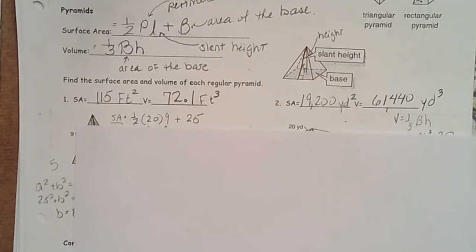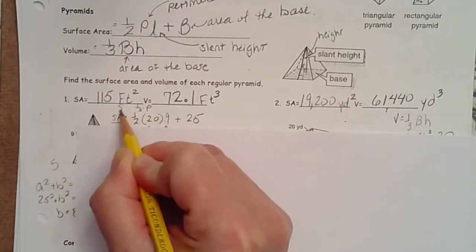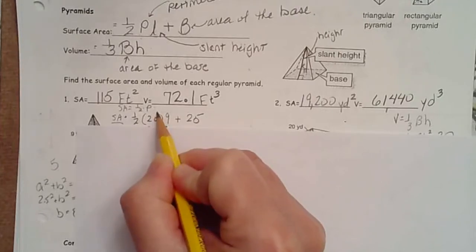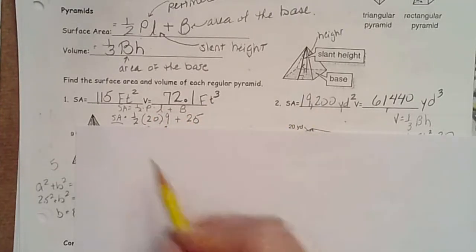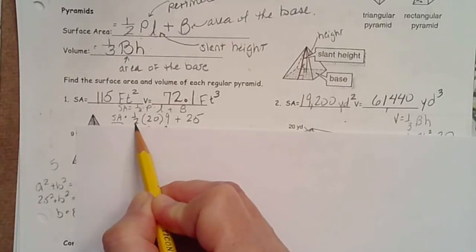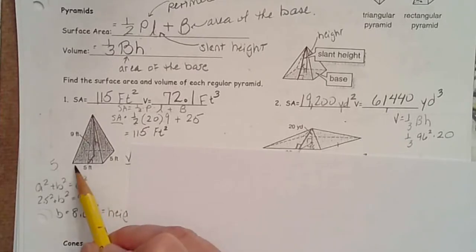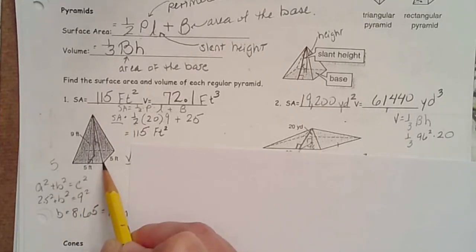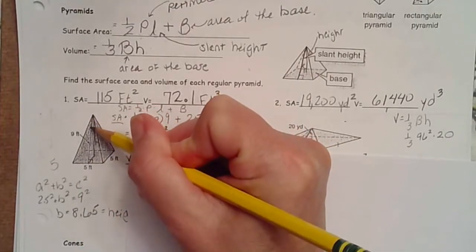So, surface area. Remember, that was 1/2 times the perimeter times your slant height, plus the area of your base, capital B. So 1/2 times your perimeter. Well, here's our example here, and it's 5, 5, 5, 5. So all of our sides are 5. That's a square.